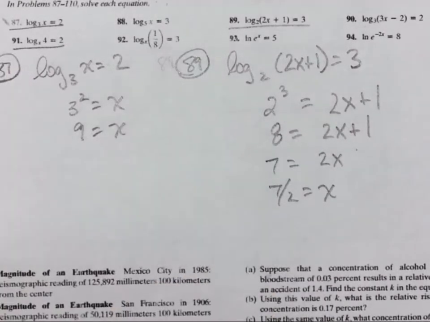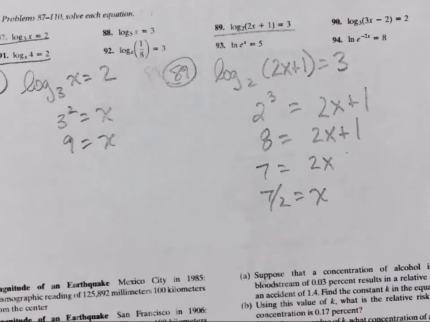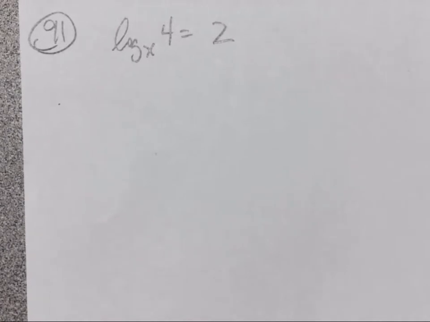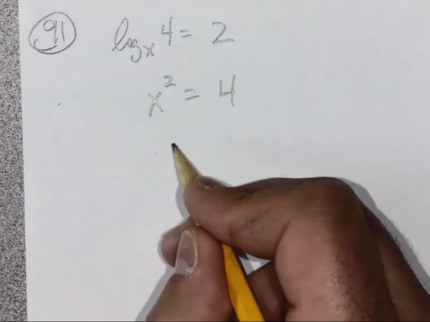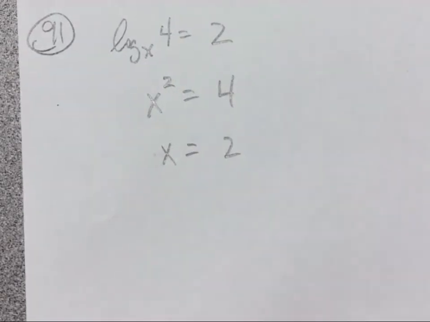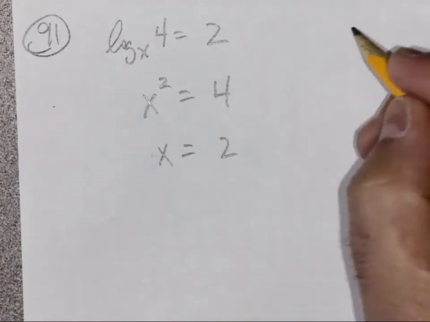Let's see, 91. So log base x of 4 equals 2. So rewrite that. So x squared equals 4. So if I square root that, x would be 2. And I'm using only the positive root because the base for your logarithm has to be positive. So it's got to be greater than 0. So I'm only using the positive root there.